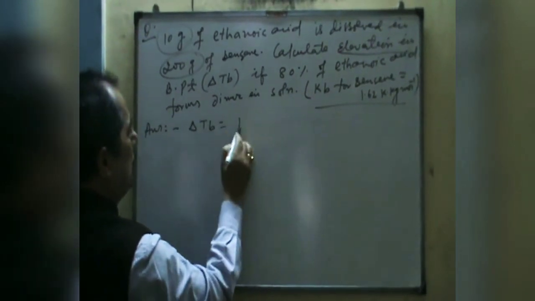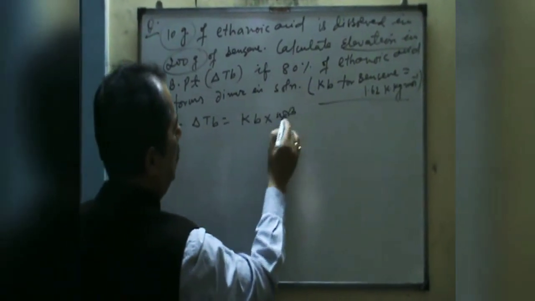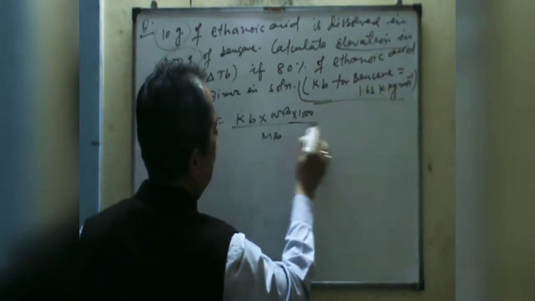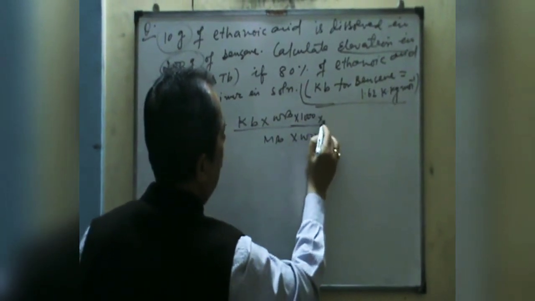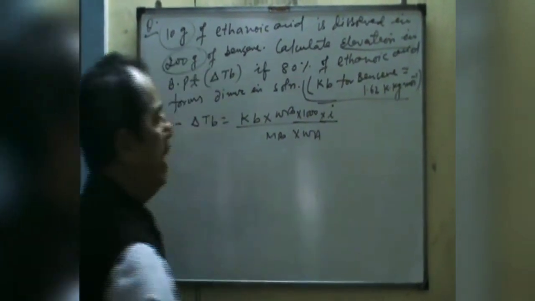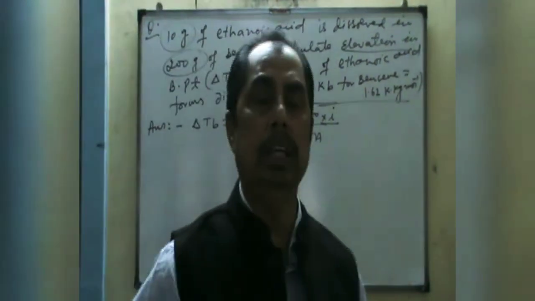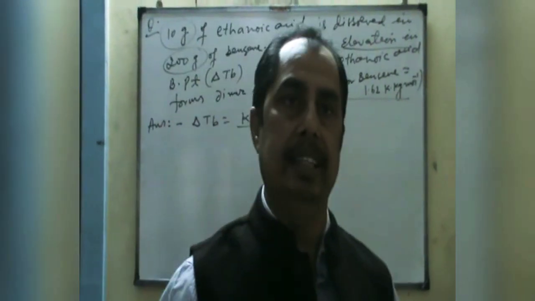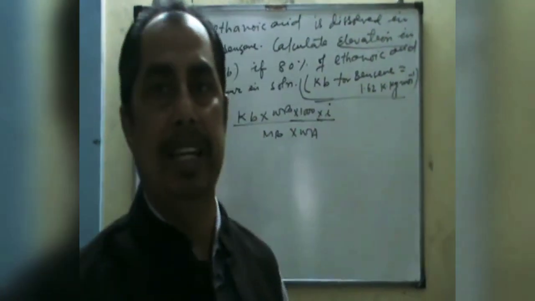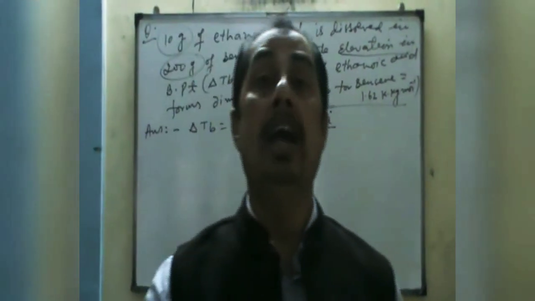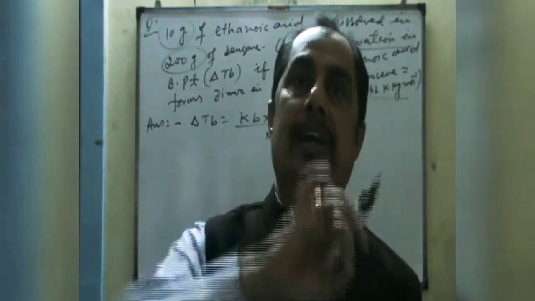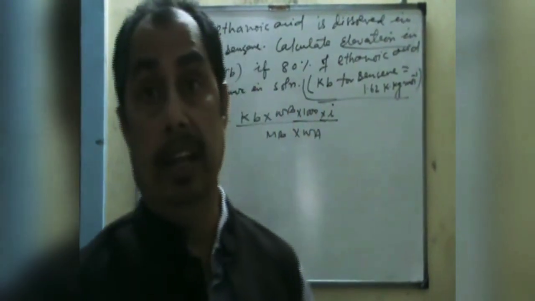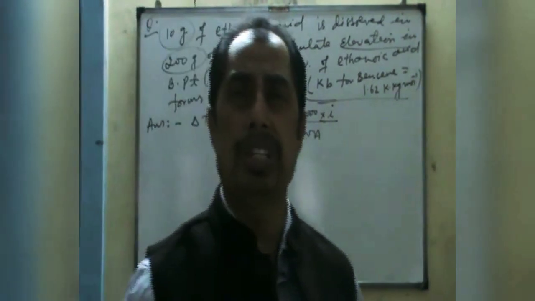Delta Tb is equal to Kb into Wb upon Mb into 1000 upon Wa, to be multiplied by the Van't Hoff factor. Because all the colligative properties are associated with the Van't Hoff factor i, either relative lowering of vapor pressure, elevation in boiling point, depression in freezing point, or even osmotic pressure, i must be multiplied, because molecules either undergo dissociation or association. If a molecule neither undergoes dissociation nor association, i becomes 1.